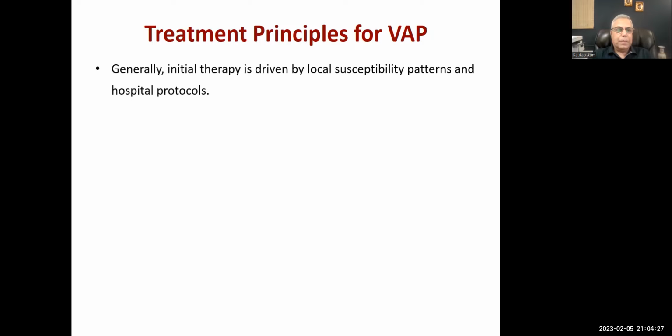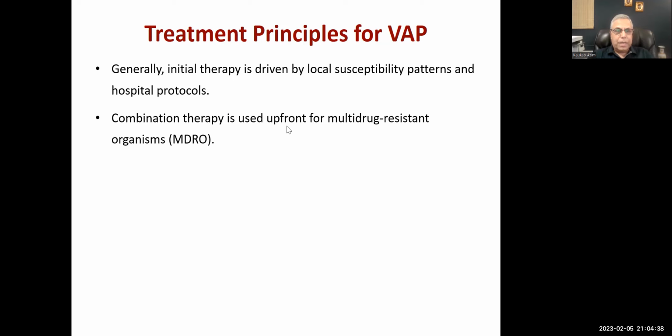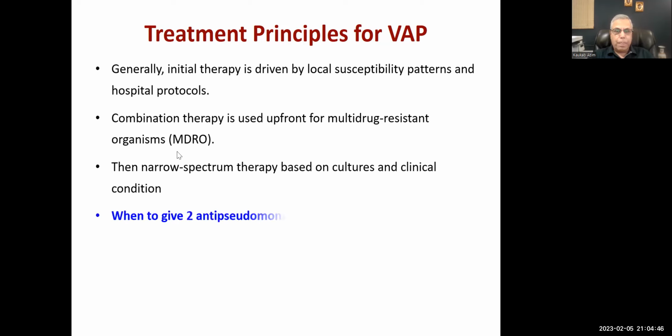Treatment principles: generally initial therapy is driven by local susceptibility patterns and hospital protocols, which are based on antibiograms. Combination therapy is used upfront, which means you start with the combination therapy for multi-drug resistant organisms. The narrow spectrum therapy is based on culture and clinical condition.